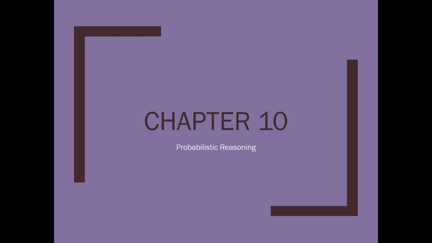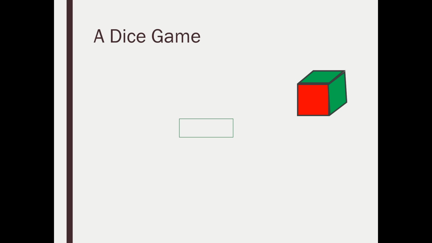Welcome back. We're on chapter 10, which is going to be covering probabilistic reasoning. This is probably the most important chapter for understanding statistics and for understanding events out in the world and the degree to which they affect us as individuals. So let's begin. Let's start with a nice dice game.